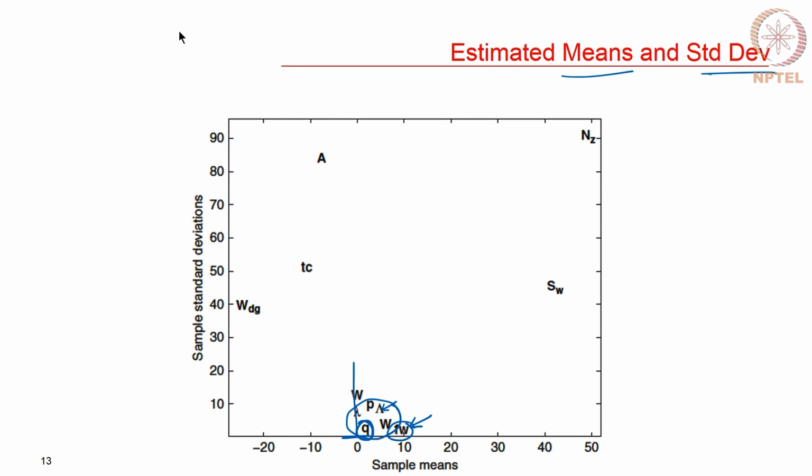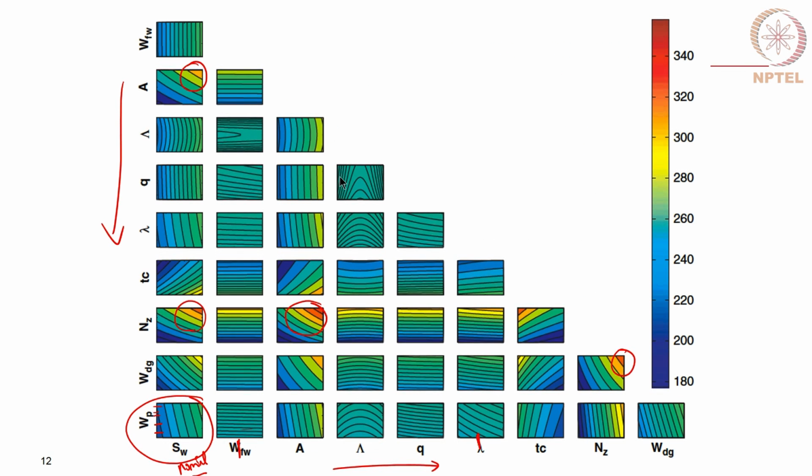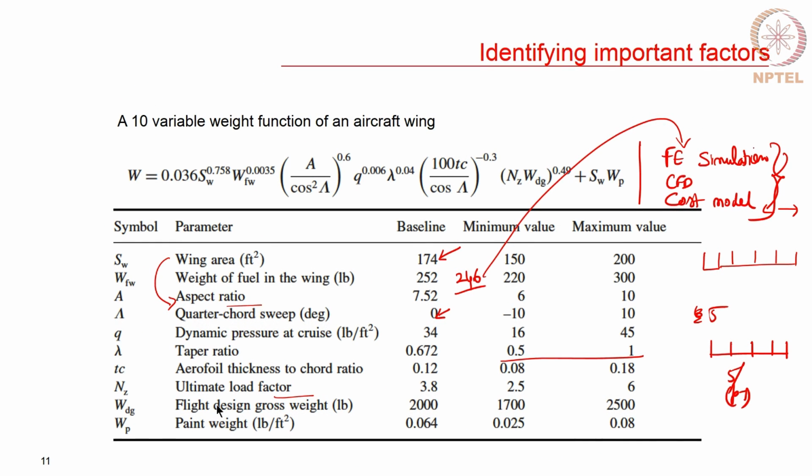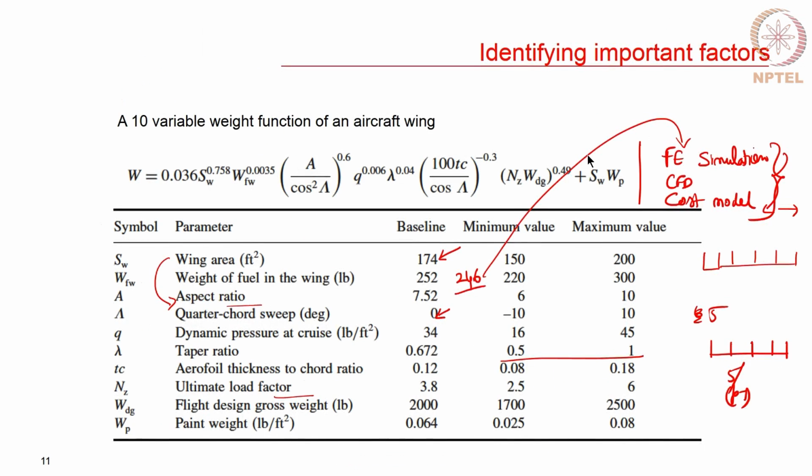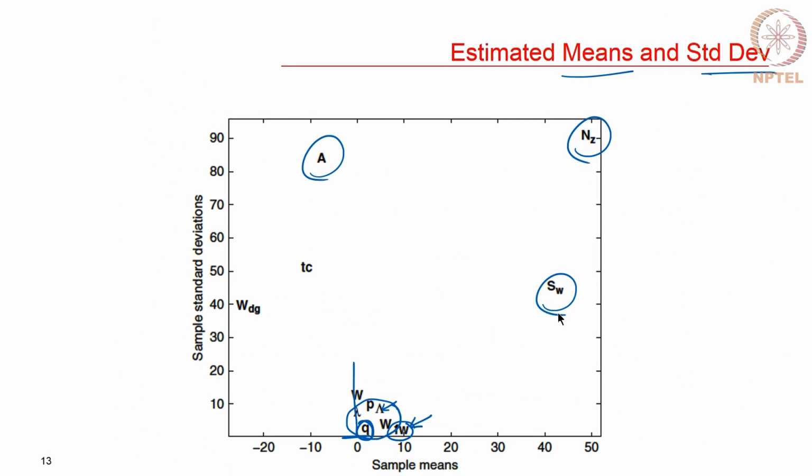And this graph gives you the same amount of information, but it also tells you these important variables, NZ, ASW. NZ is your ultimate load factor, SW is your wing area, but what it says is this variable by itself is important, and in interactions also it is important. Ultimate load factor, sorry. SW is your area. So, the area in one sense is also the same story. Both mean as well as standard deviation are important.